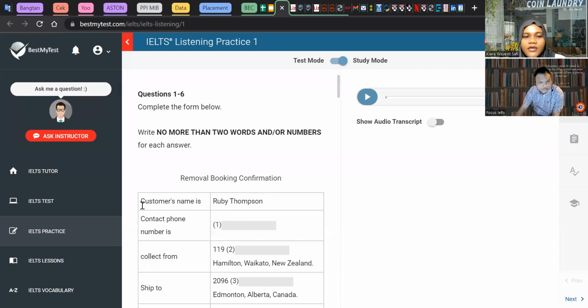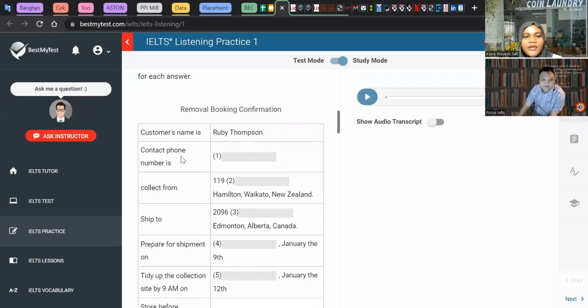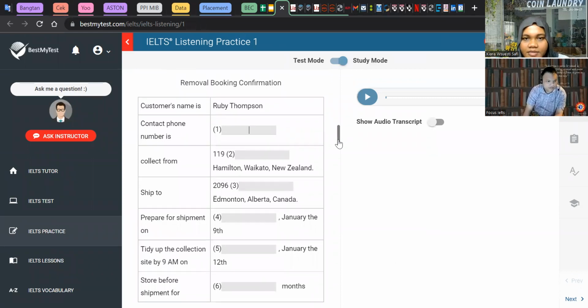So let's say that here, this is a removal booking confirmation. The customer name is Ruby Thompson, and there's this contact phone number, which won't be only one number, right? There will be a whole set of numbers, maybe like 7521 blah blah blah. You need to write all these numbers, and it doesn't mean that it's only one or two, it's a whole set of numbers given from the recording. Does that make sense? Okay, it's clear. So you can read this removal booking confirmation table here before I start the audio recording.